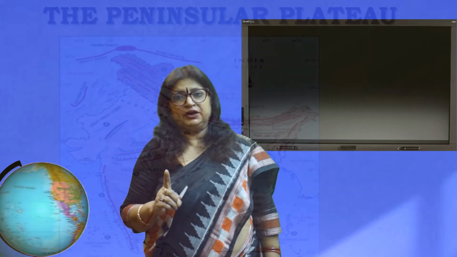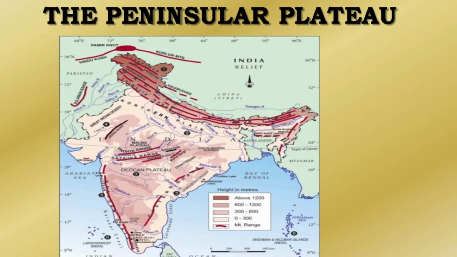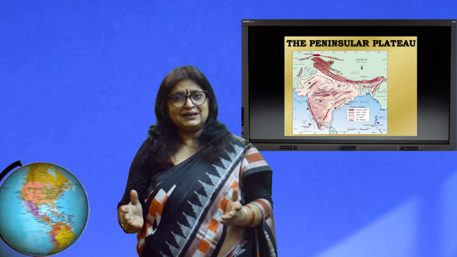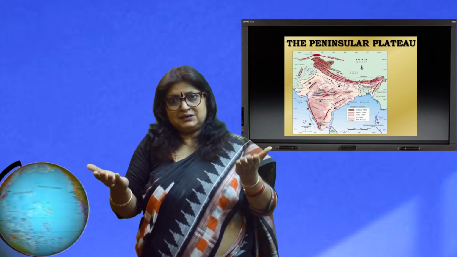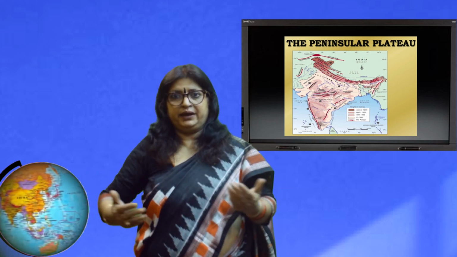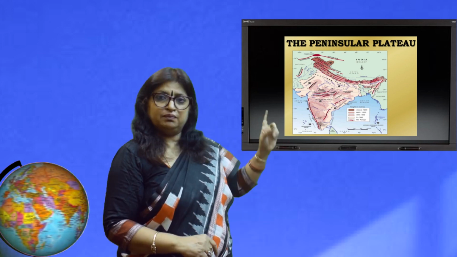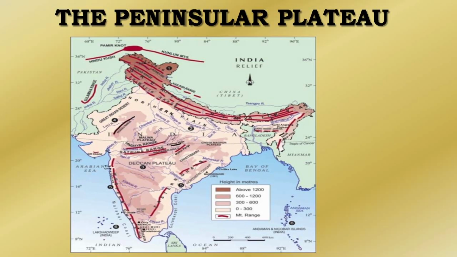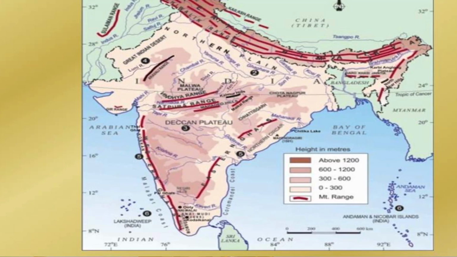Coming to the next physical division of India, the Peninsular Plateau. What is a plateau, children? Plateau is a flat and elevated land that rises sharply from its surrounding areas. Let's move on to the map and just watch. This Peninsular Plateau lies in the southern part of India and we call it a peninsular plateau. In my last class, I might have discussed what a peninsula is. Again, let me repeat, a peninsula is a land which is surrounded by water on three sides.